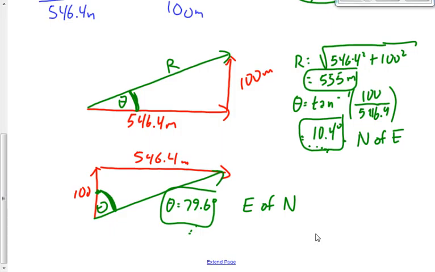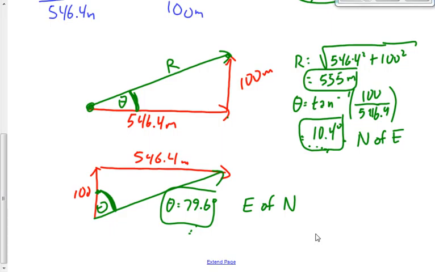Now, another way to think of that is this. In order to get from here to here, we went east, then we went north. We went north after east, or we went north of east. In this one, we're going north and east. We went east after we went north, or we went east of north. Does that make sense? Now you can see that those two numbers, although they look different, 10.4 degrees north of east, 79.6 degrees east of north, it's not just two numbers that are different.